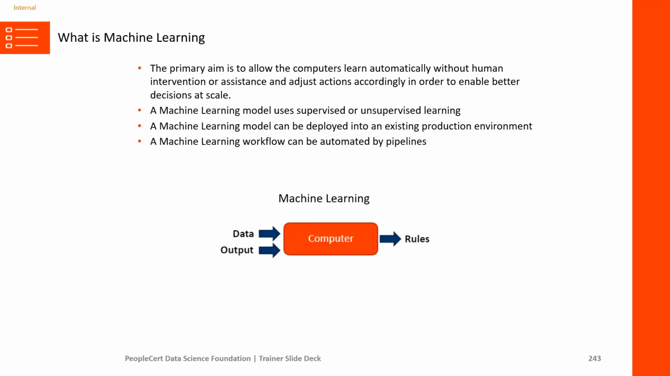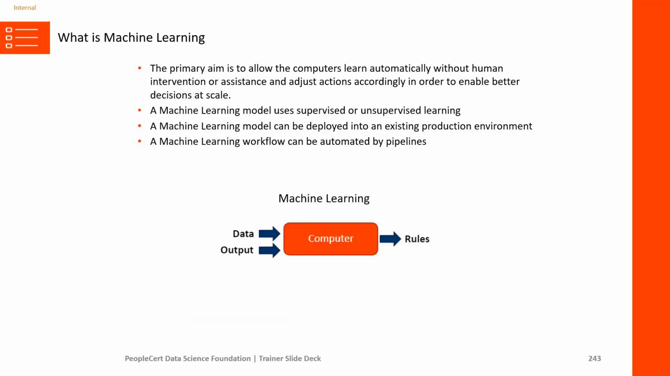A machine learning model can use supervised or unsupervised learning. A machine learning model can be deployed into an existing production environment. In machine learning, the workflow can be automated by pipelines, through the likes of DevOps.